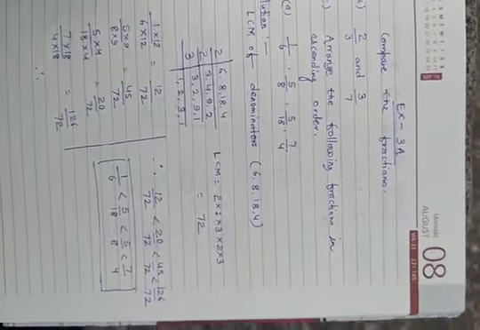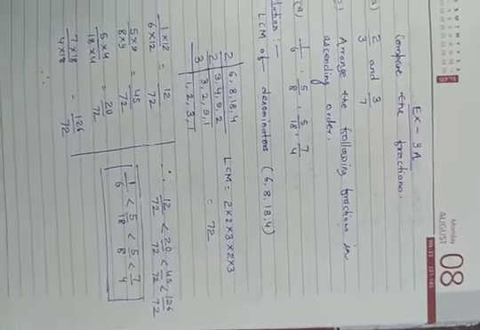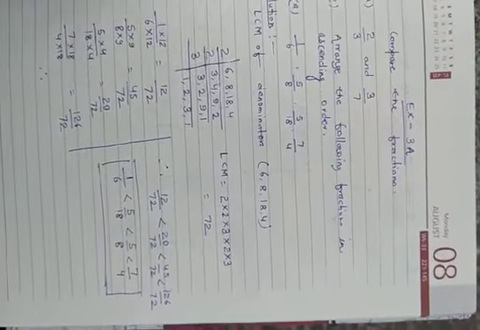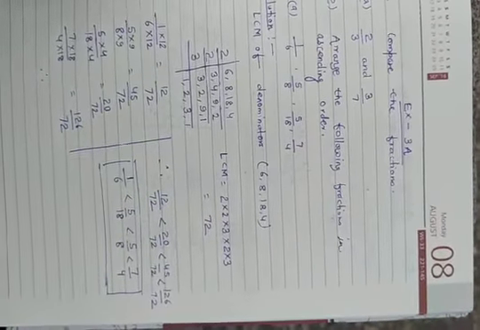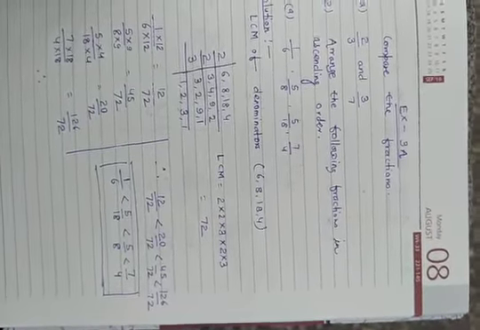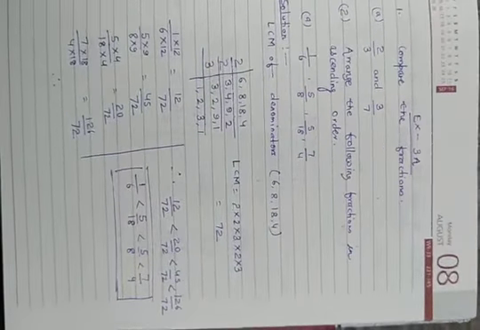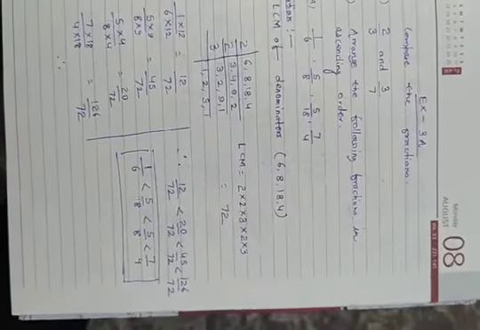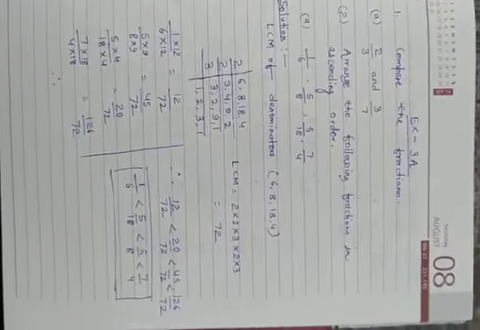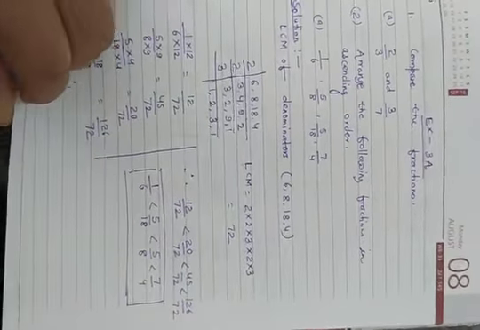So the comparison is done in the right corner of the sheet: 12 by 72, then 20 by 72, 45 by 72, then 126 by 72. So this is the comparison which is arranged in ascending order, and the original fractions also must be mentioned at the bottom in the form of the answer.